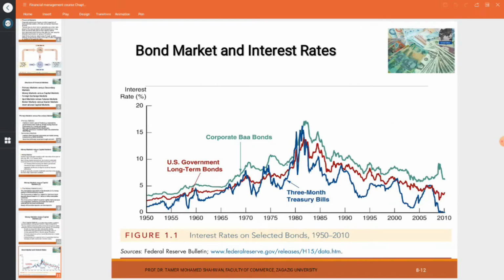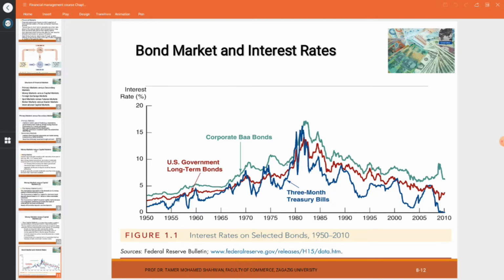Take a look. This is an example of different securities that could exist in the money market and the capital market. As you see, one of the very famous instruments that could exist in the money market is the 3 months treasury bill. This is a certain type of security, and it exists in the money market.